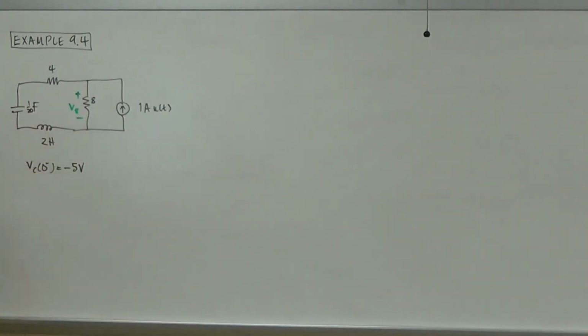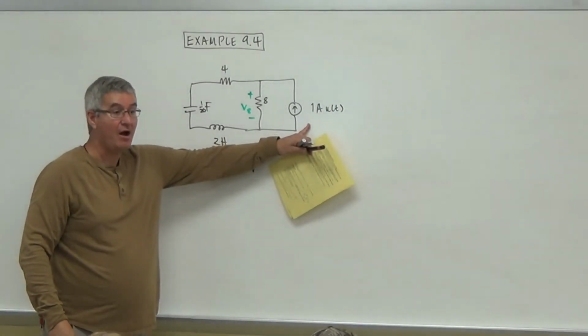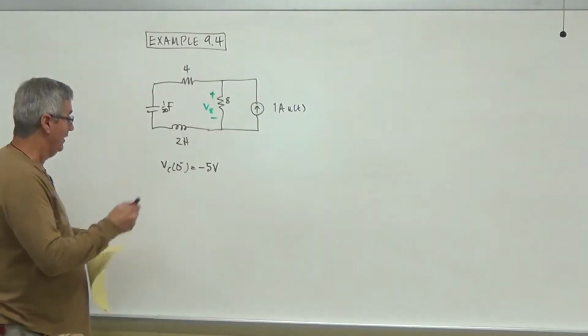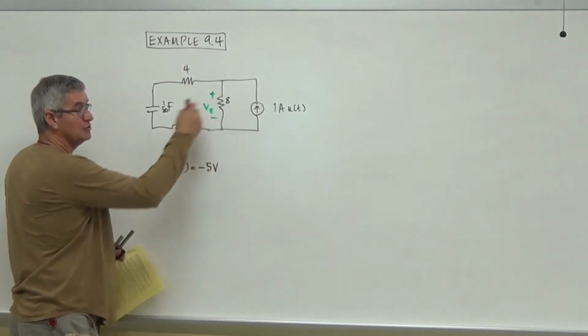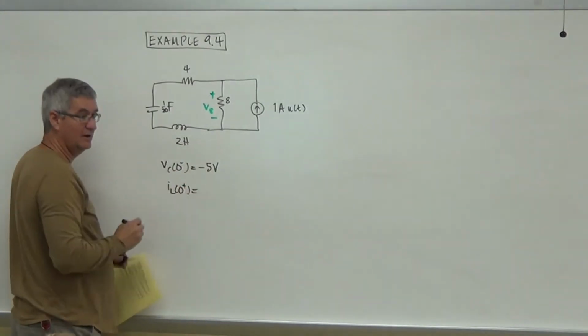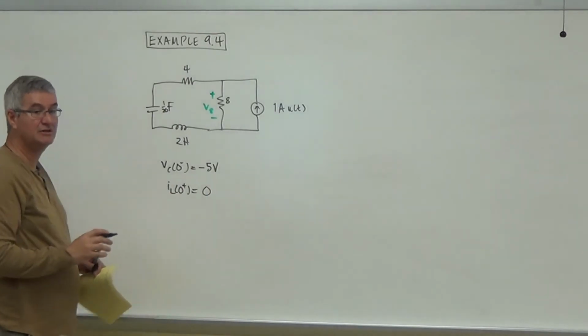So now, what are we interested in? Let's start moving here. The switch gets thrown. Beforehand, there's no current source in the circuit. Now, there's a current source that is this 1 amp. Because there was no current source prior to this, that means that IL of 0 plus had to be 0. So that's a nice initial condition.